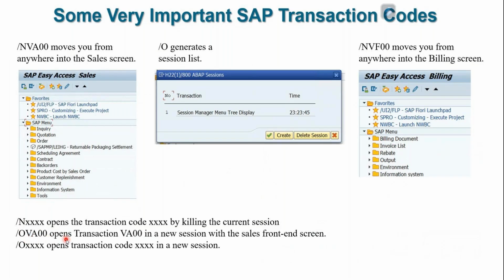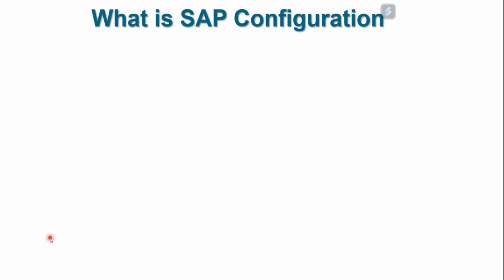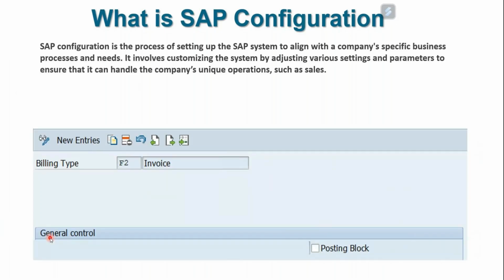/O, what it does is it opens a new screen without killing the current screen. So I am in material. I say /O VA00. So it opens this in a new session. It will not kill my current session. Now, this will be very important for you when you work, because if you are used to it, it makes your work really faster. If you're done with something, you want to kill it, just kill it and move to the new T code. However, if you are still working on it, then you use /O to move to the new transaction code.